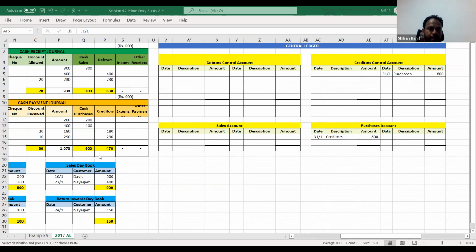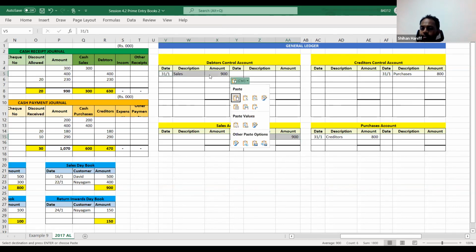Then the sales 900. Double entry for sales: sales account credit. This is credit sales. Sales account credit and debtors account debit. Debtors account debit 900. Sales account credit, debtors account debit.